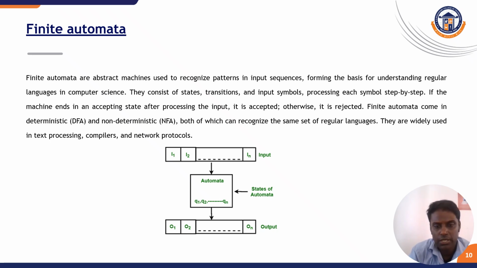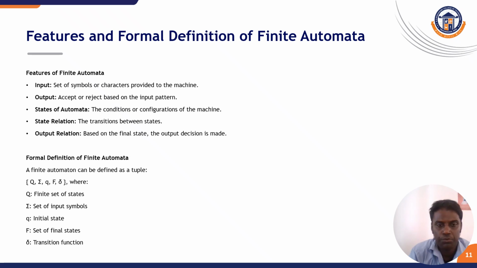So these are sample examples. Each symbol is given to the automata, and it tells the result, whether the input is accepted or not. Acceptance will be in the output form. Now the features and formal definition of finite automata. The features are: input, a set of symbols; output, accepted or rejected; states of the automata, or intermediate states; the state relation, which is the transition between the states; and the output relation. Based on the final state, the output decision is made.